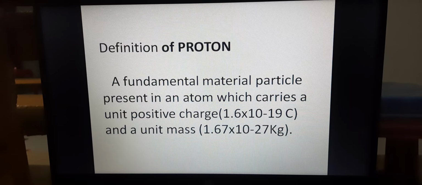Later on he gave the name proton, and he gave the definition of the proton: a fundamental material particle present in an atom which carries a unit positive charge, 1.6 into 10 to the power minus 19 coulomb. So remember, it is 10 to the power minus 19 coulomb, it is the charge, and the unit mass is equal to 1.67 into 10 to the power minus 27 kg.